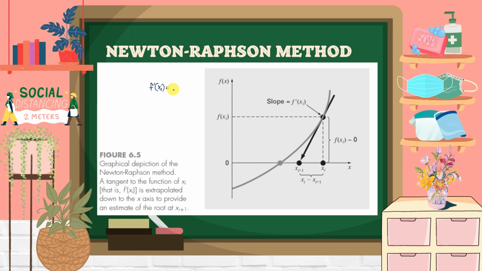And we have here the rise over run. The function of x sub i is the rise, and it started at the origin 0. So we have here the function of x sub i minus 0, and it is tangential to the curve. For the run, we have x sub i minus x sub i plus 1. Rearranging this equation, we will be able to have the formula x sub i plus 1 equals x sub i minus the function x sub i all over the first derivative of the function x sub i.